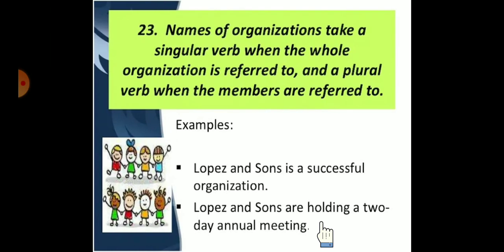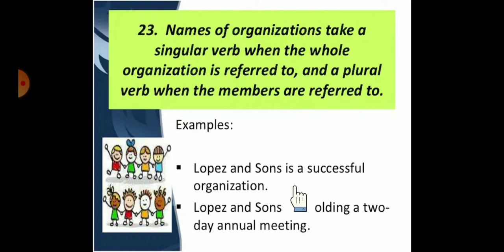Then comes rule number 23. What does rule number 23 say? Names of organizations take a singular verb when the whole organization is referred to, and a plural verb when the members are referred to. The name of the organization takes a plural verb when the members of the group or organization are referred to.